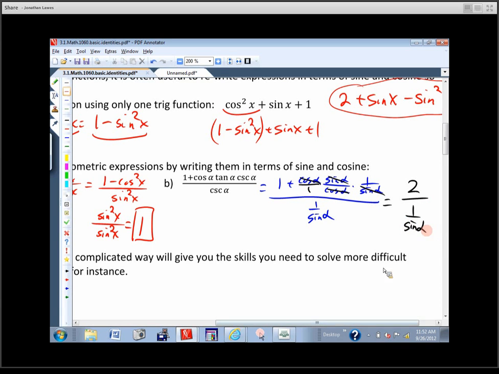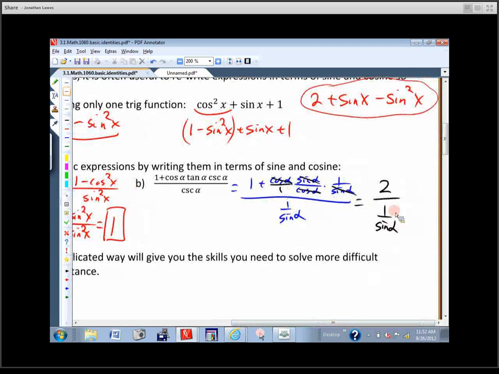Now I'm not done because this is a complex fraction. What do I do with the complex fraction? Take the bottom, flip it over, and multiply. So I'm going to cross this off. I'm going to multiply by sine of alpha over 1. Don't even need to write the 1, do I? So if I take 2 over 1 times sine alpha over 1, my answer on this particular problem is 2 sine of alpha.